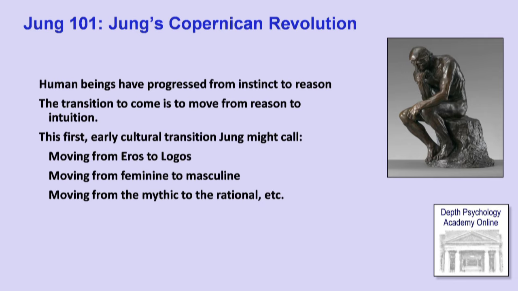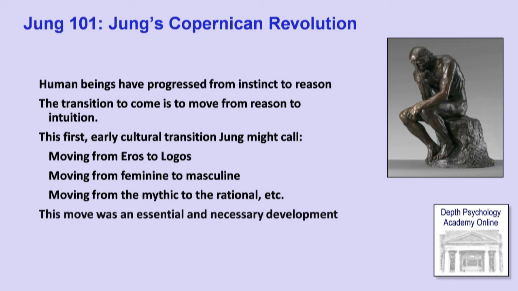The point is that however we understand this movement, it was an important and necessary development. It's not something that we want to reject. We want to perfect it. We want to move from instinct to reason fully. This movement from instinct to reason has actually been the project of science. The project of modern science has been to perfect reason, and the highest goals of science have been to perfect human reason for the service of human life and community. This was Jung's goal as well.